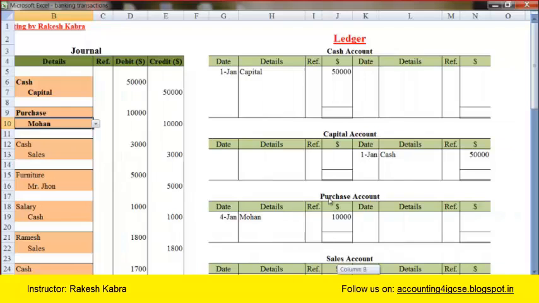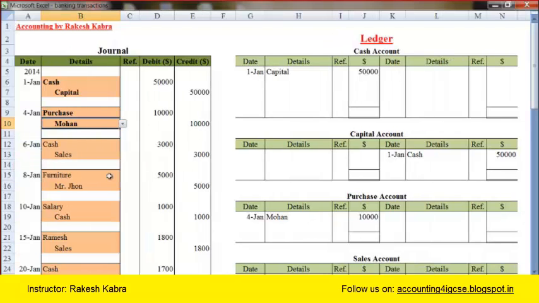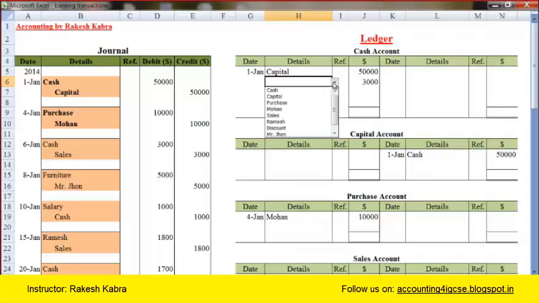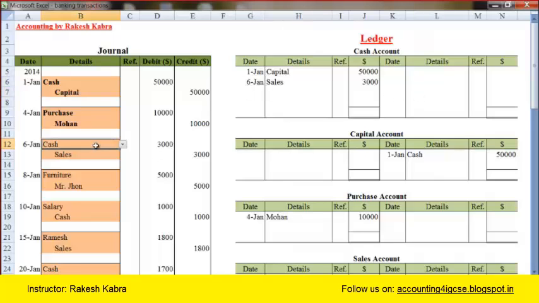Now the next entry, tell me. So posting will take place in the cash account and in the sales account. The cash account is debited, so in the cash account, on the debit side, first I will put the amount 3000, and I will write the name of the opposite account, which is sales, and then I will put the date, January 6. So posting is done in the cash account.